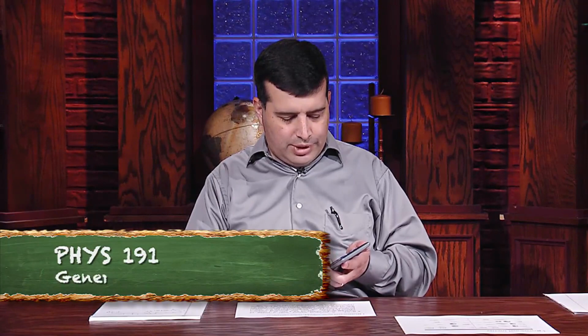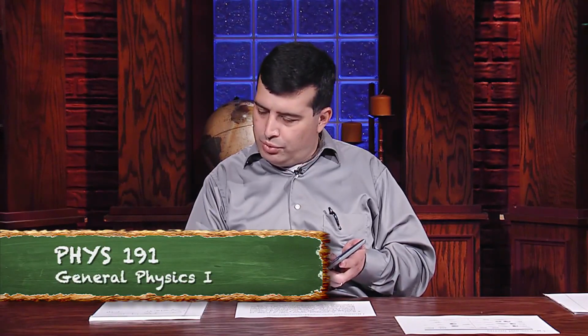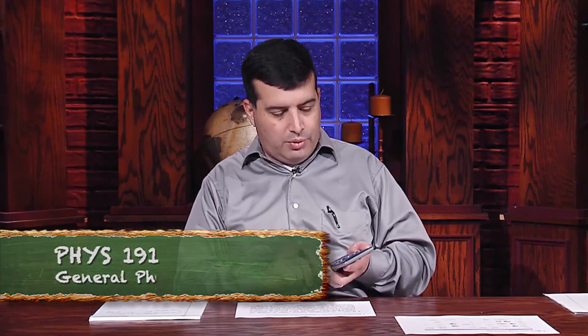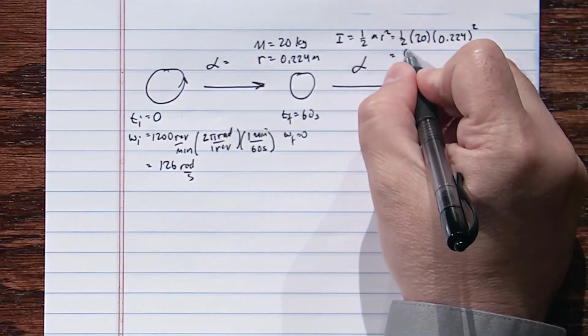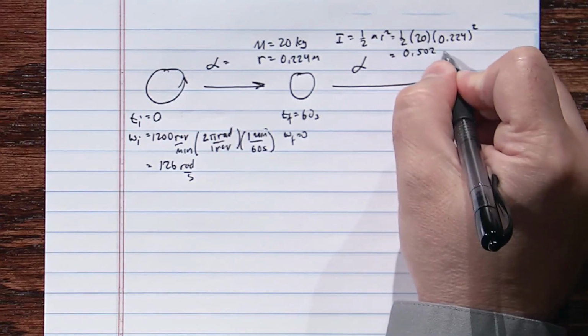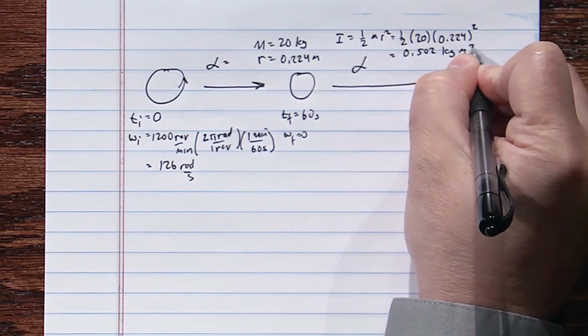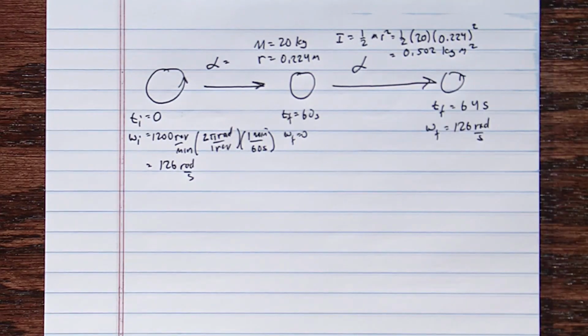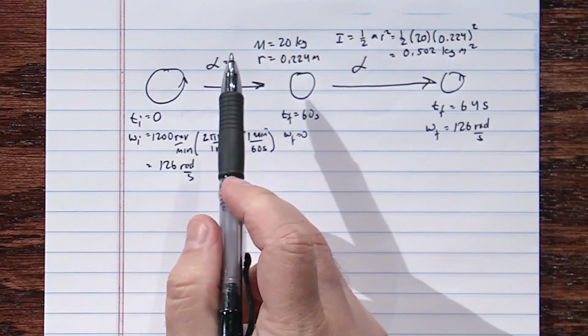1/2 of 20 times 0.224 squared, which is 0.502 kilogram meters squared. So we have diagrammed our situation.